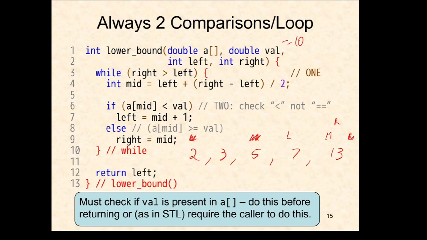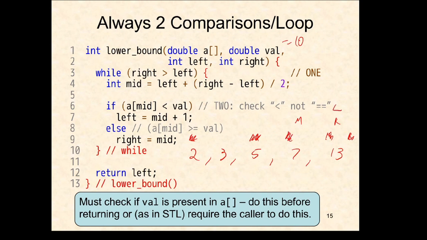Now, we go back through the loop. Is right greater than left? Yes, it is. We figure out the middle. So the middle would be left is 3 plus 4 minus 1 is 1, divided by 2 is 0. So mid becomes now, mid is here. Is a sub mid less than the value I'm searching for? Yes, it is. So I move left up to be mid plus 1. So left moves here.